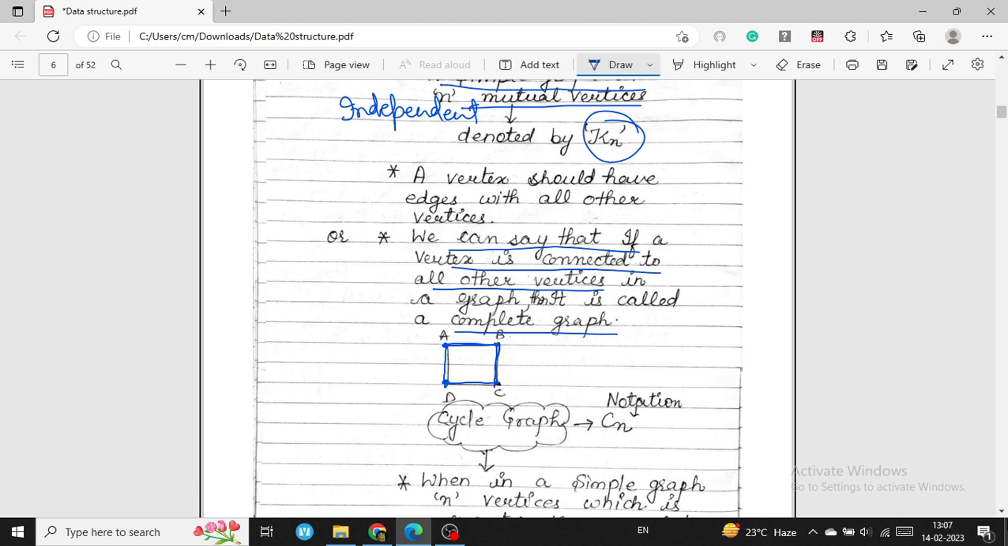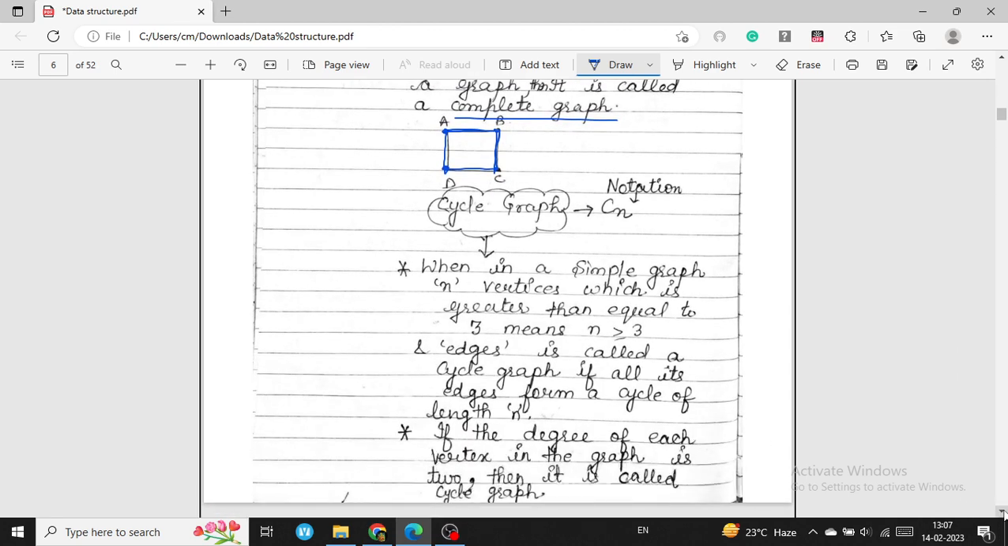Now the next type of graph is the cycle graph. For this graph, we take the notation Cn.